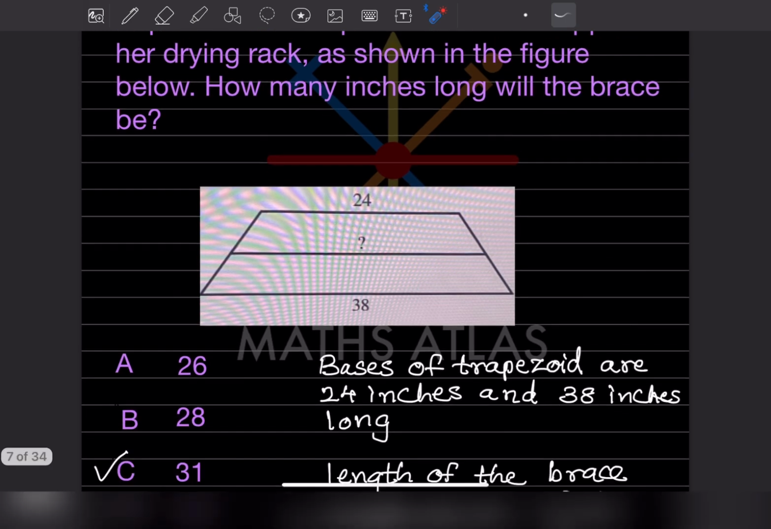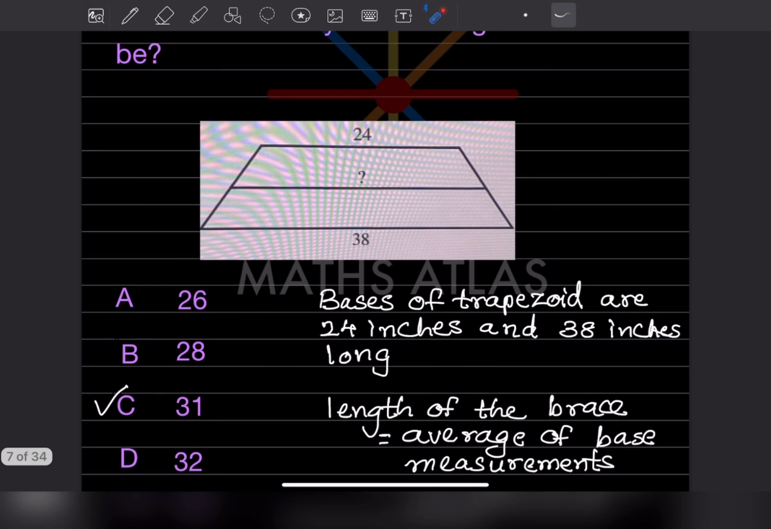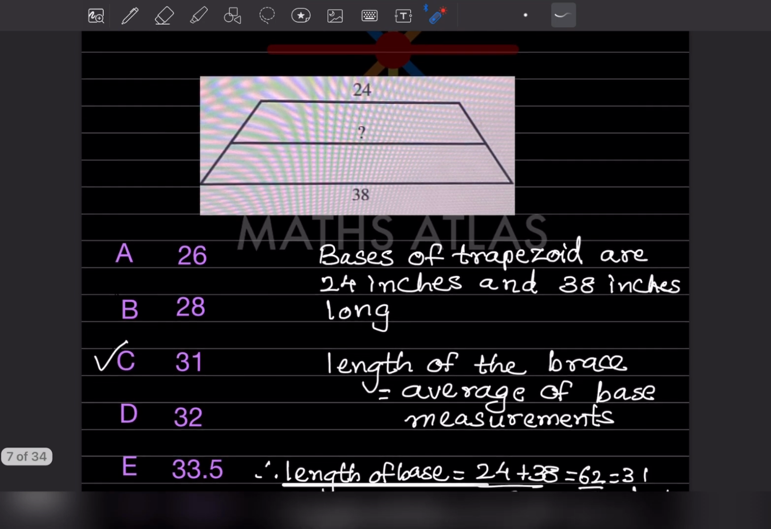The bases of the trapezoid are 24 inches and 38 inches, and we want the length of the brace. So what will that be? The length of the brace is going to be the average of the bases: when you add them, you divide by 2. So it is going to be the average of the base measurements.